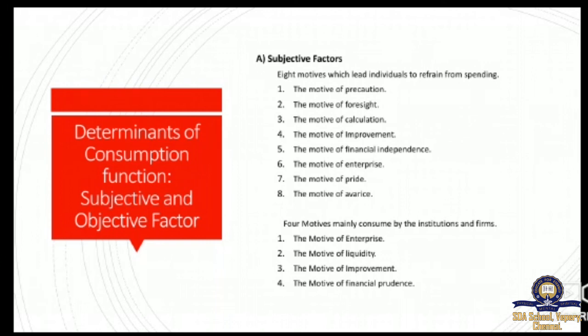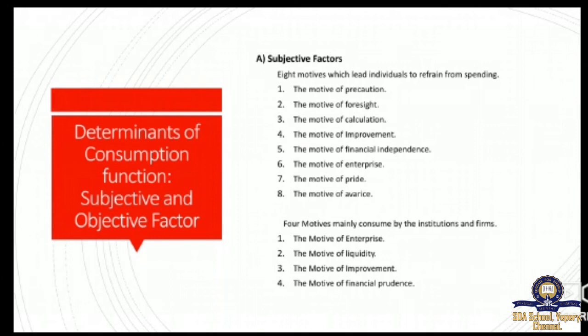These determinants Keynes divided into two points. One is subjective factors, the other is objective factors. There are eight subjective factors. These are all psychological factors. Psychological means internal factors. The first point is the motive of precaution.